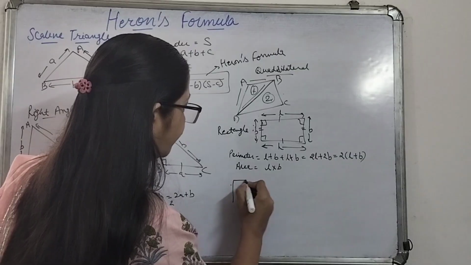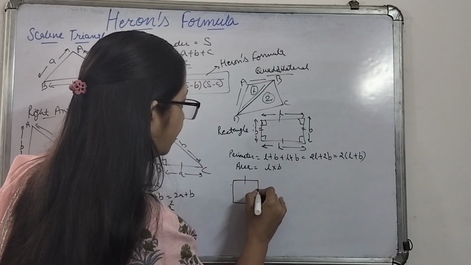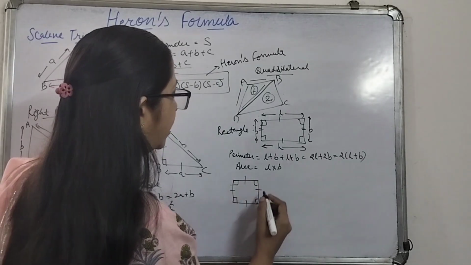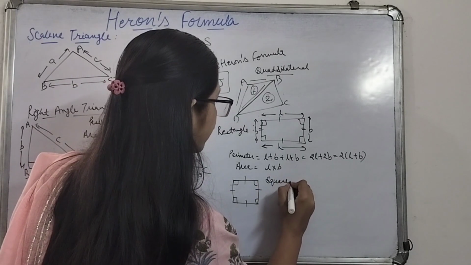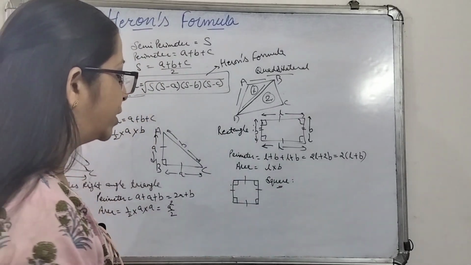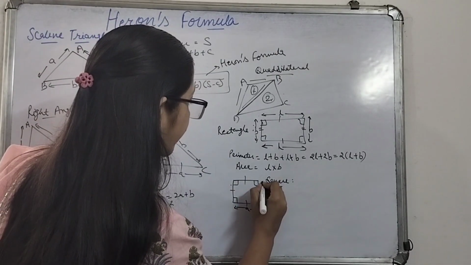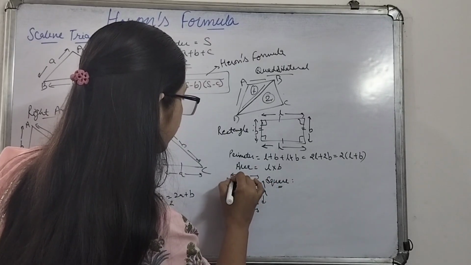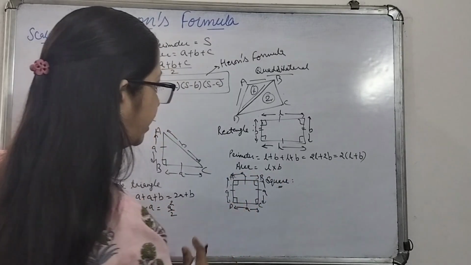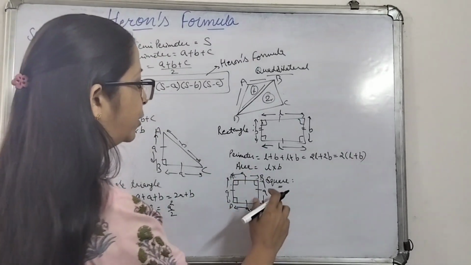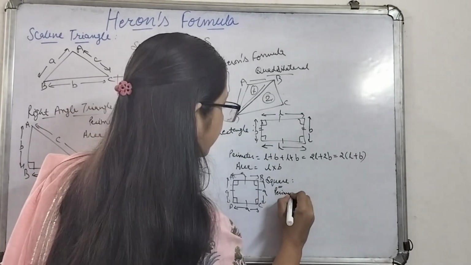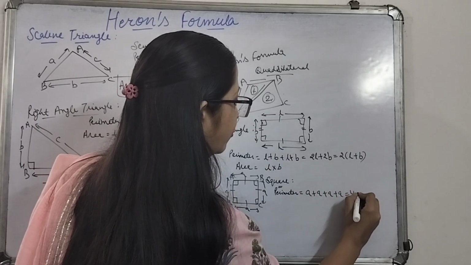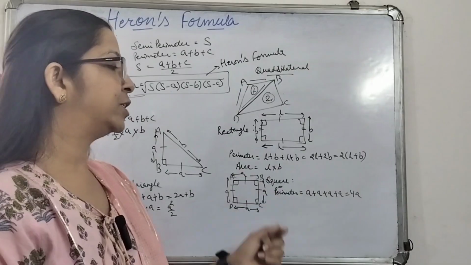Now coming to the square. We know a square is a parallelogram in which all four sides are equal and all four angles are 90 degrees. So what will the perimeter be if this side is A? All the sides will be A only. If this is A, B, C, D, then all the sides are A. Then the perimeter will be the sum of all the sides, that is A plus A plus A plus A, which is 4 times A. It will be the perimeter of the square.